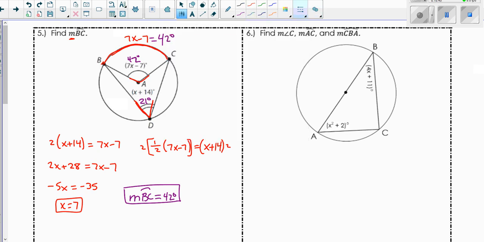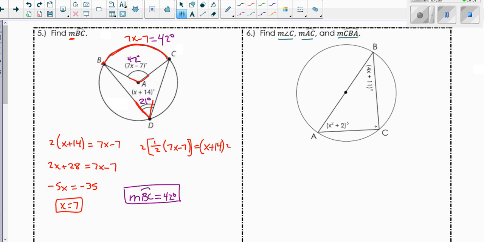Alright, in this next problem, we want to find 3 things. The measure of an angle, the measure of an arc, and the measure of an arc. Again, notice that they're not arc lengths, it's measure. Well, the only way that I'm going to figure out anything is if I can figure out what x is, which means I need to set up an equation. I cannot set these equal to each other. I cannot assume that they're the same.